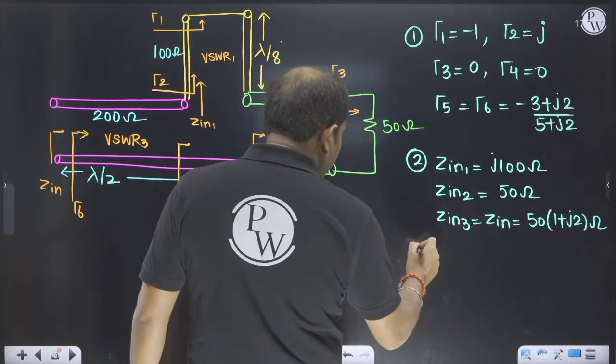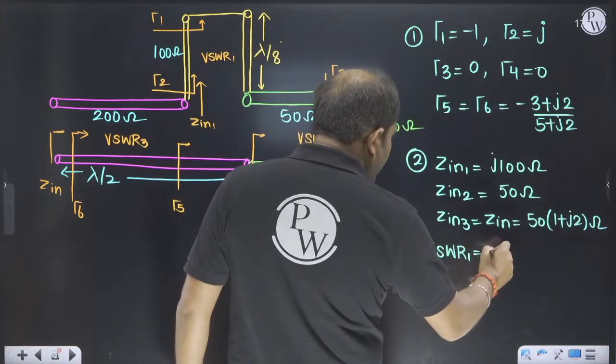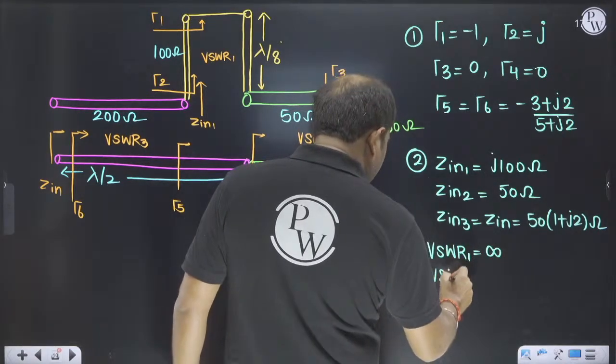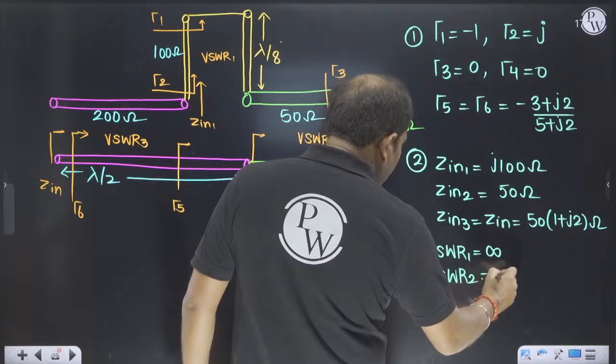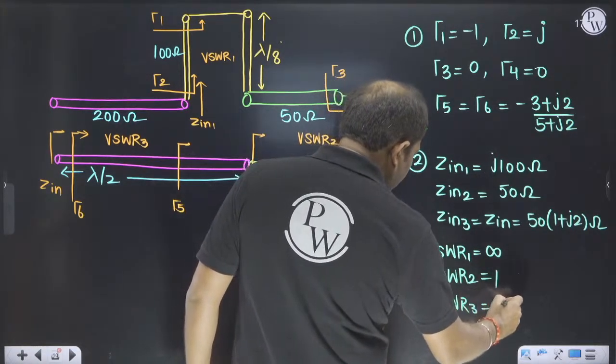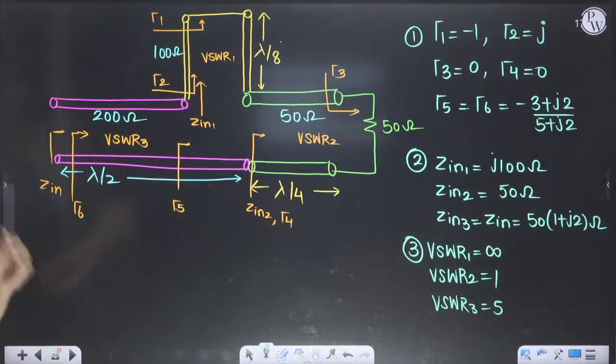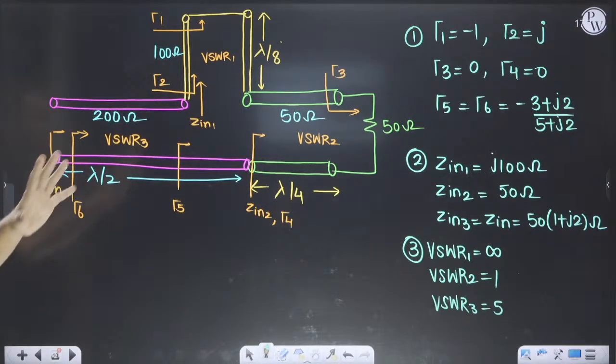Then we have calculated VSWR. VSWR1 is infinite, completely mismatched. VSWR2 is 1, completely matched, and VSWR3 is 5, so mismatched. So we have calculated all the values. You can calculate by yourself also.